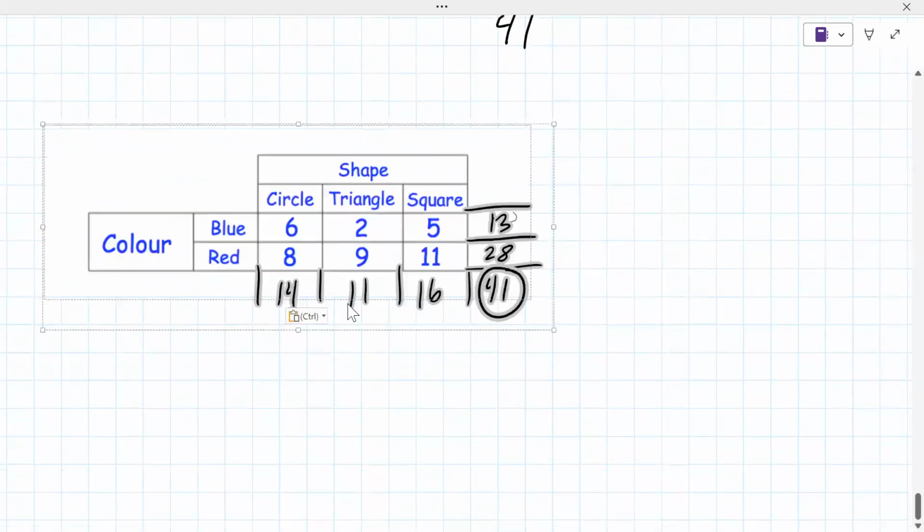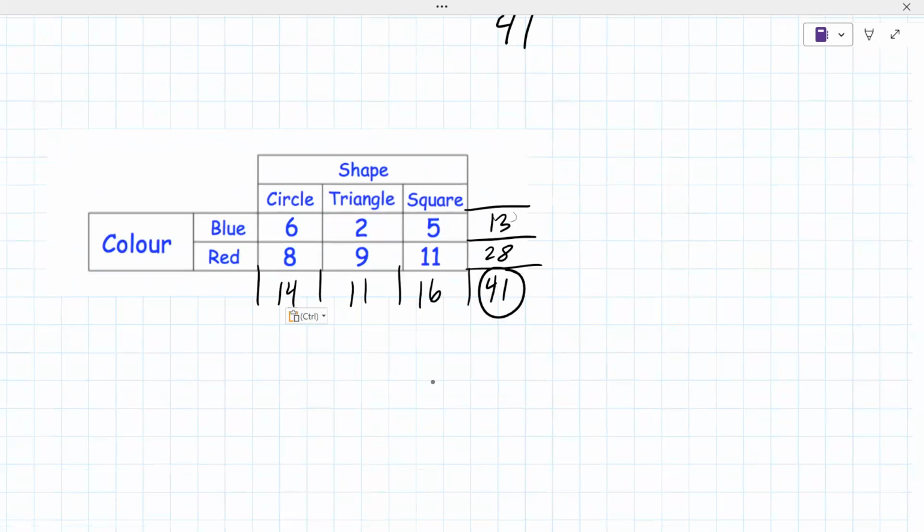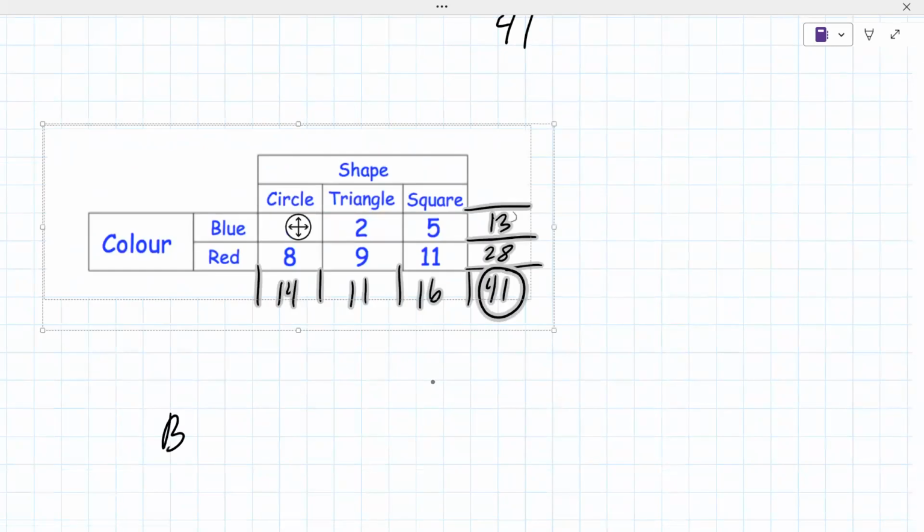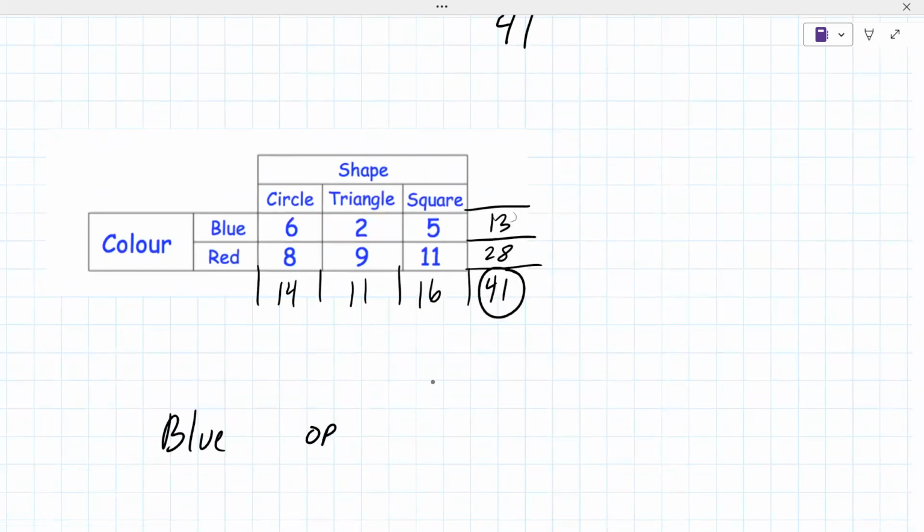Now the or is when you're going to grab a collection of them. So let's say we want red. No, sorry, we just did red. Let's do blue or circle.